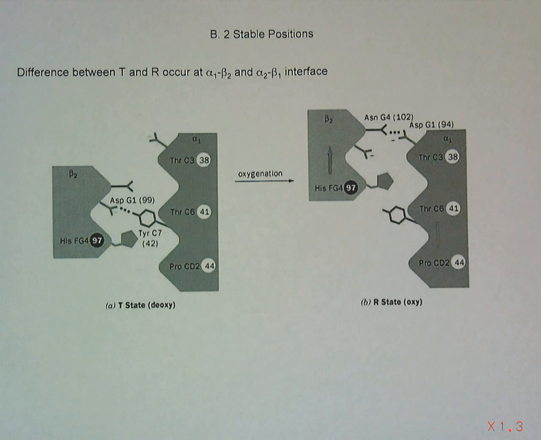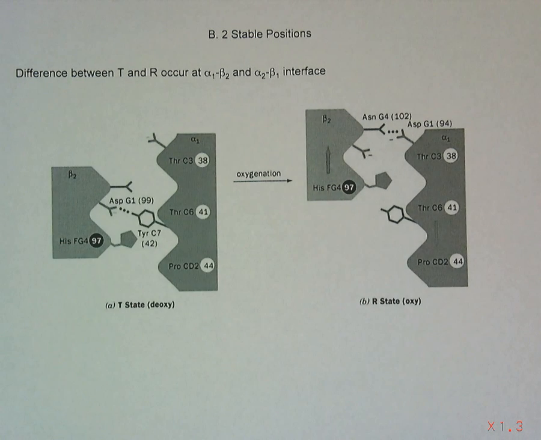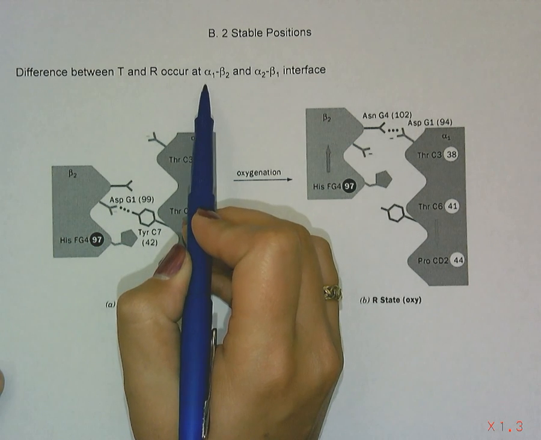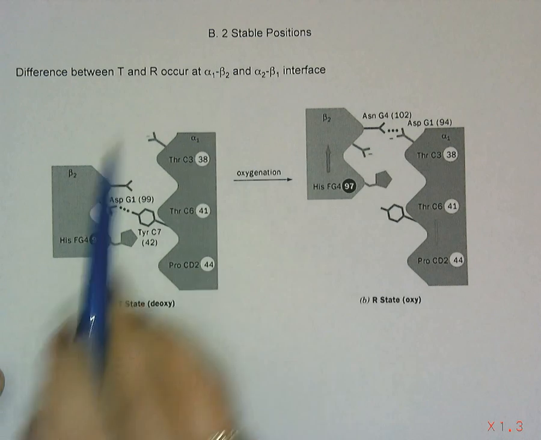So we've got two stable positions, our T state and our R state, our deoxy and our oxy state. The difference between those states, besides obviously the fact that one has oxygen bound and one doesn't, is the mechanical change that's happening at that hydrophobic interface, our alpha-beta interface.